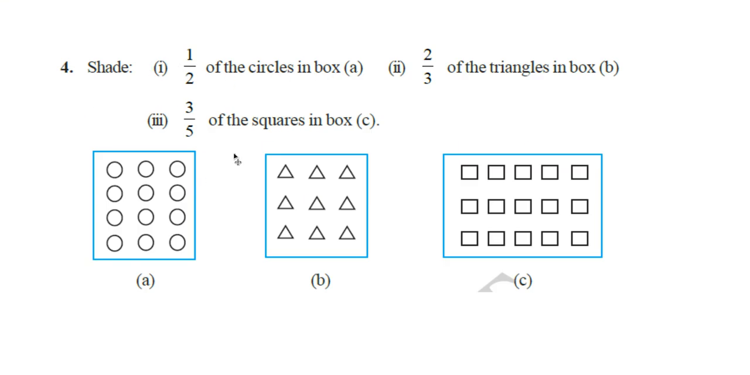Here you have to shade half of circles in box A. There are 12 circles, so you shade half of it. Now, in second, 2 by 3 of triangles in the box. In every row it is 3 triangles. Out of 3 you have to shade 2. So here 2 by 3 in each row I shaded. Similarly here 3 portion you shaded out of 5 in each row. That is 3 by 5 of the squares.